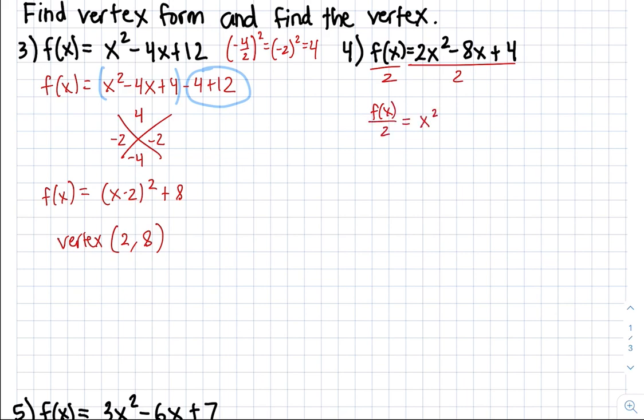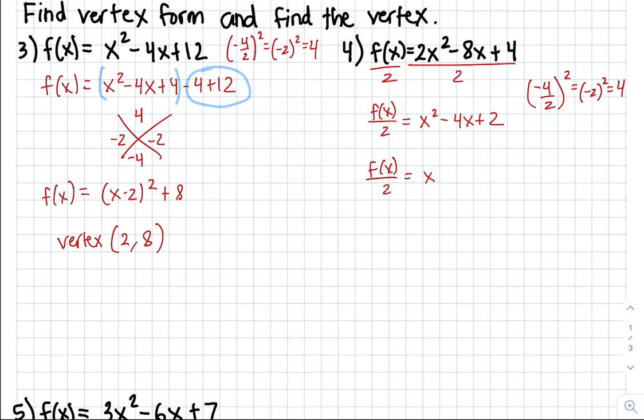X squared minus 4x plus 2. Now we finally have this to be a coefficient of 1. So now there's the middle term, the x term, the coefficient of the x term. So we half it, and then we square it, which is negative 2 squared, which is positive 4.